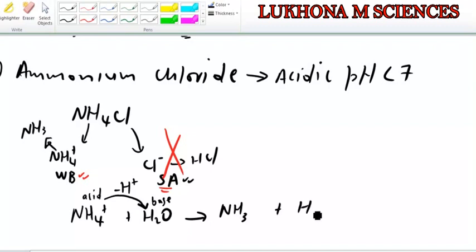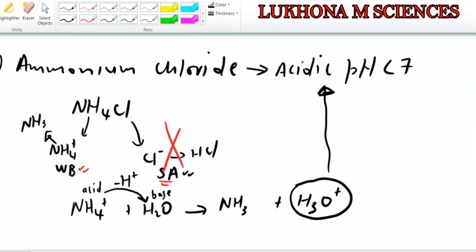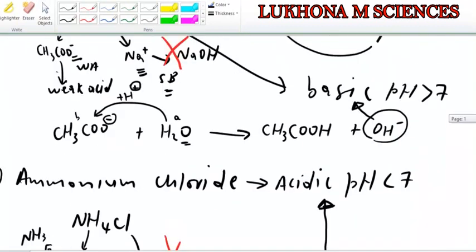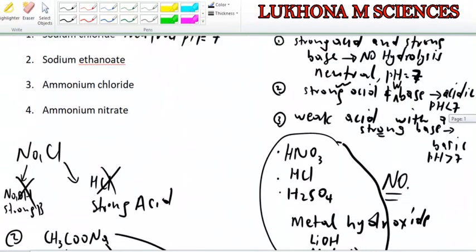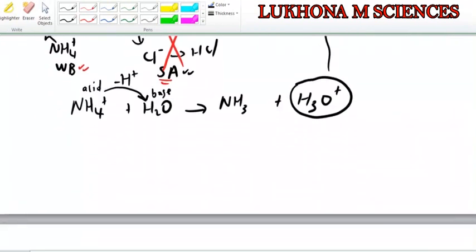So we have H3O+. Since we have the product H3O+, the salt is acidic. Let's look at number 4, ammonium nitrate. Ammonium nitrate is this one. If we look here, we have what? Ammonium ion, and we have what? Nitrate ion.